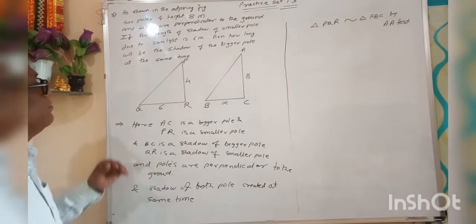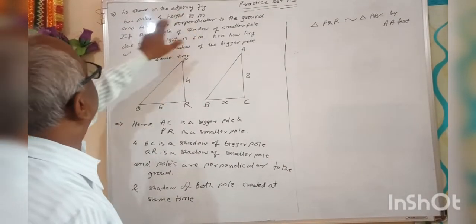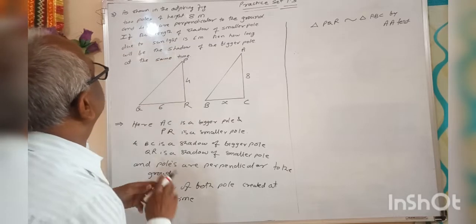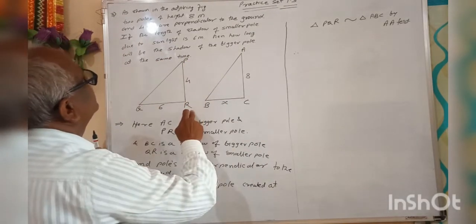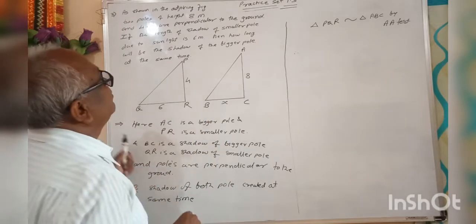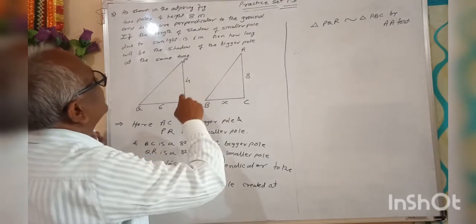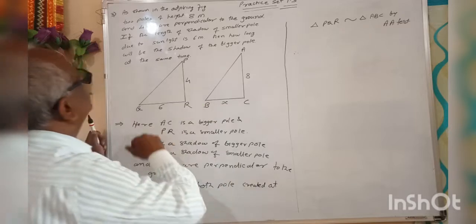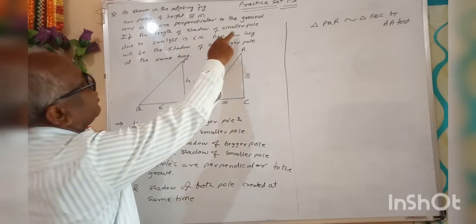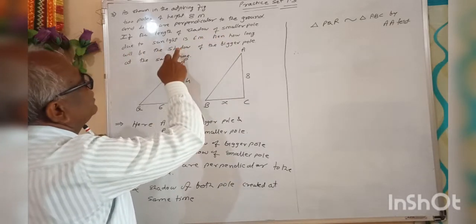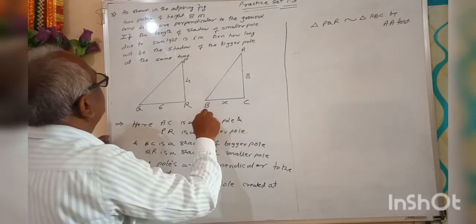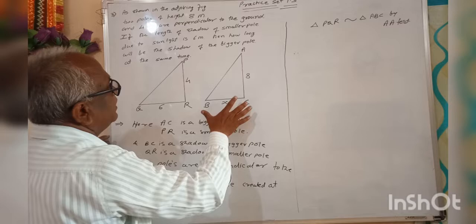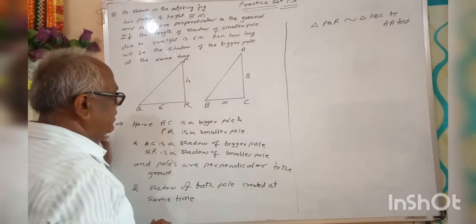Now here, third example. As shown in the adjoining figure, two poles of height 8 meter and 4 meter are perpendicular to the ground. If the length of the shadow of the smaller pole due to the sunlight is 6 meter, then how long will be the shadow of the bigger pole at the same time?